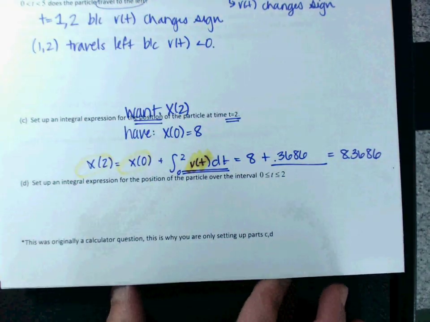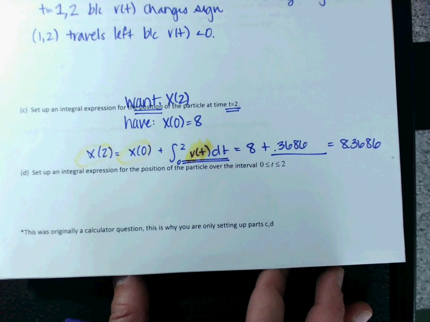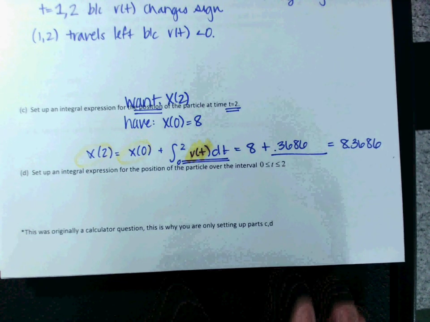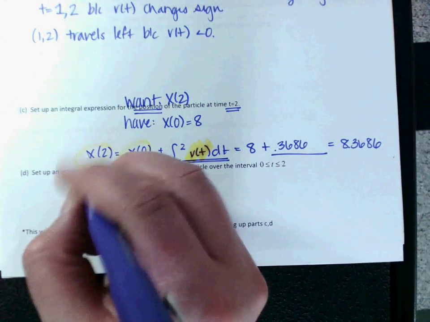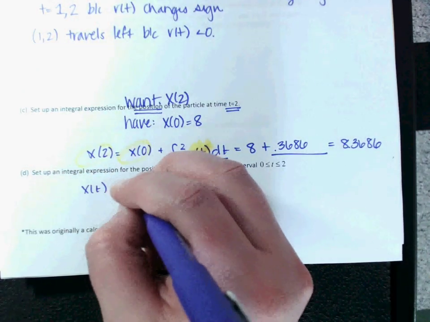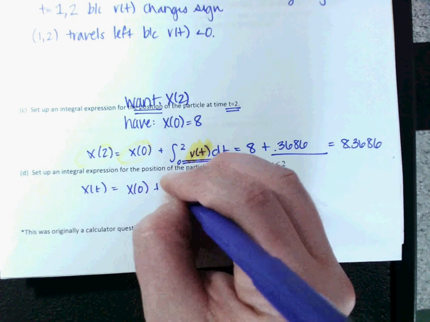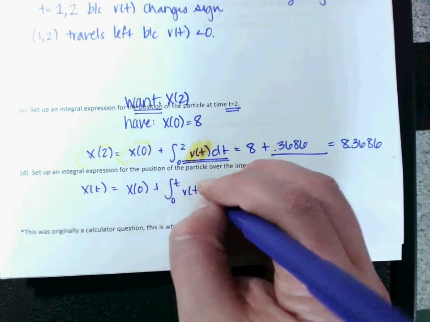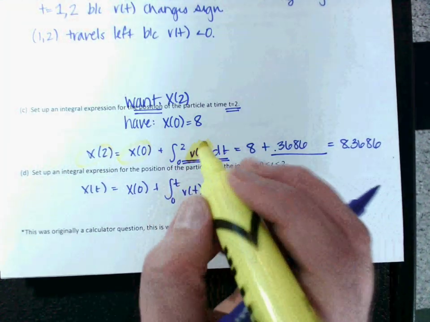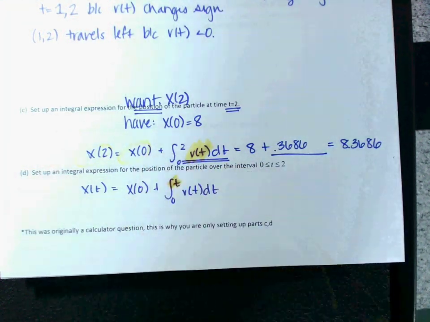So it's 8.3686. Okay? Next one says, set up an integral expression for the position of the particle over the interval from 0 to 2. I guess that's kind of the same thing, but you would just say x of t equals whatever x of 0 is plus the integral from 0 to t of v of t. So basically you're just saying it could be any time value. You just put whatever that value is here.